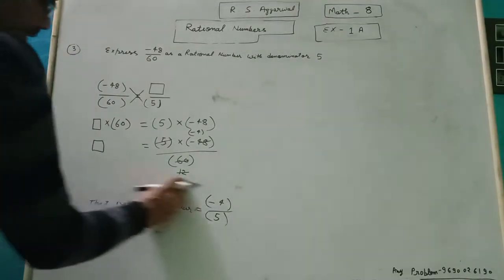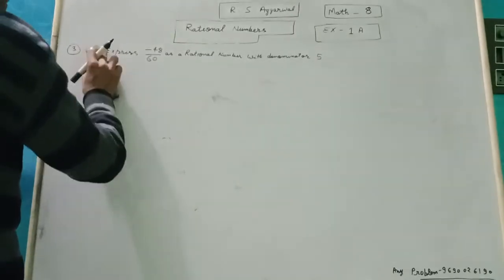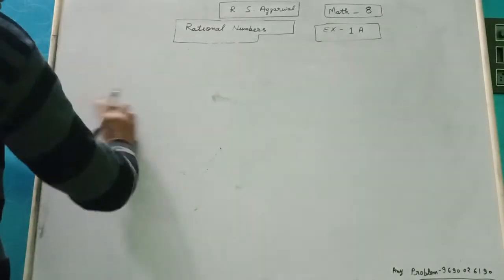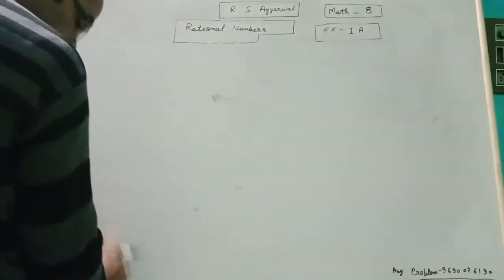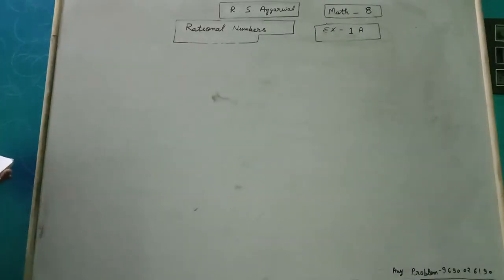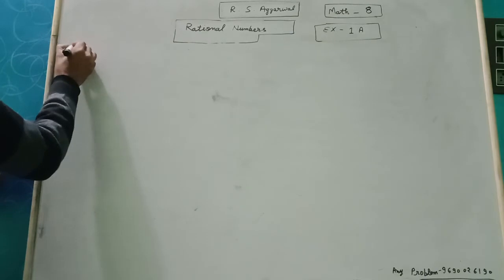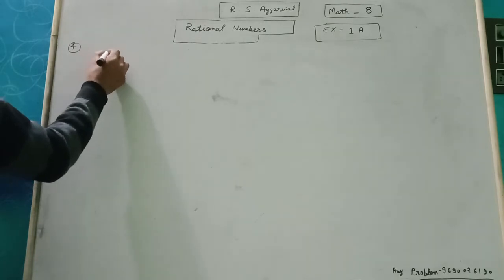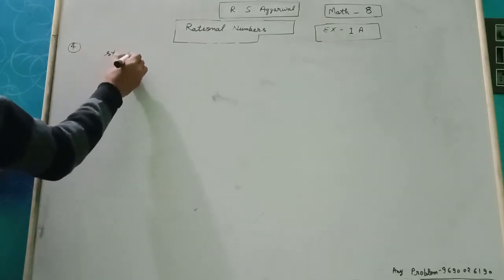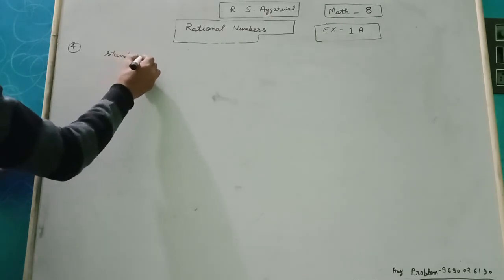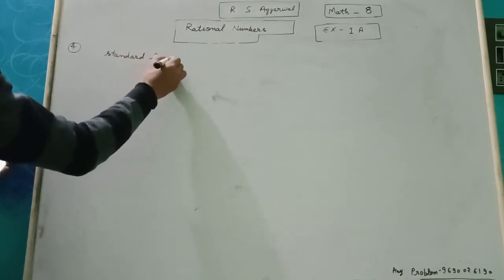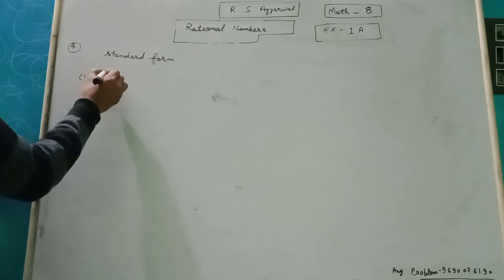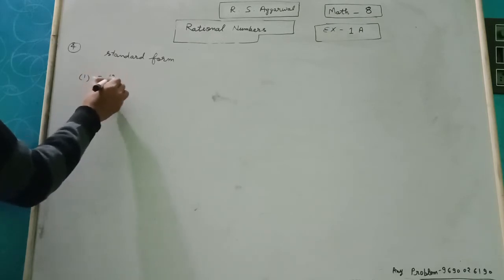Question number 4: write in standard form. First part is minus 12 upon 30.